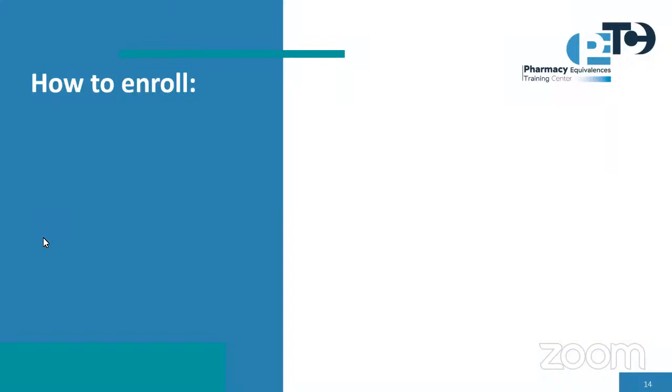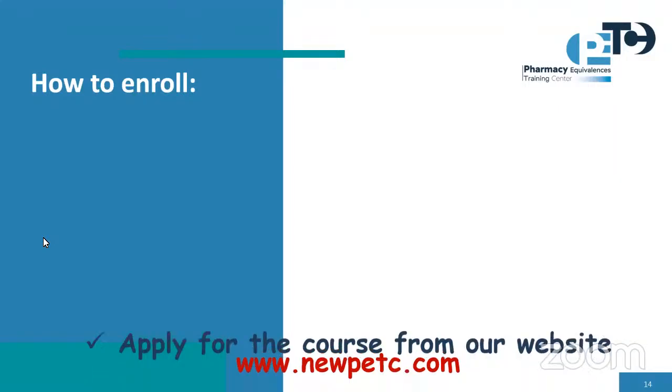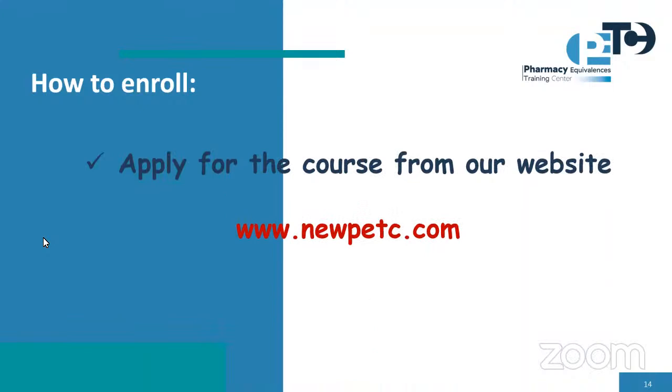Okay, how can we join? First thing, to join the course, you should apply to the course from our website. This is the link to the website, www.newptech.com. Okay, I will make a demonstration about this after we finish this part. So the first step is registration on the website. Then you will have an account, and in this account, you will have the course.